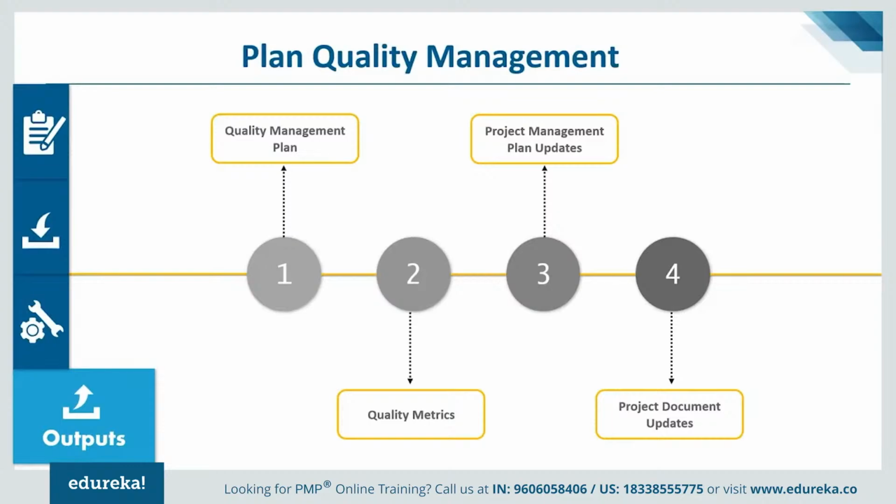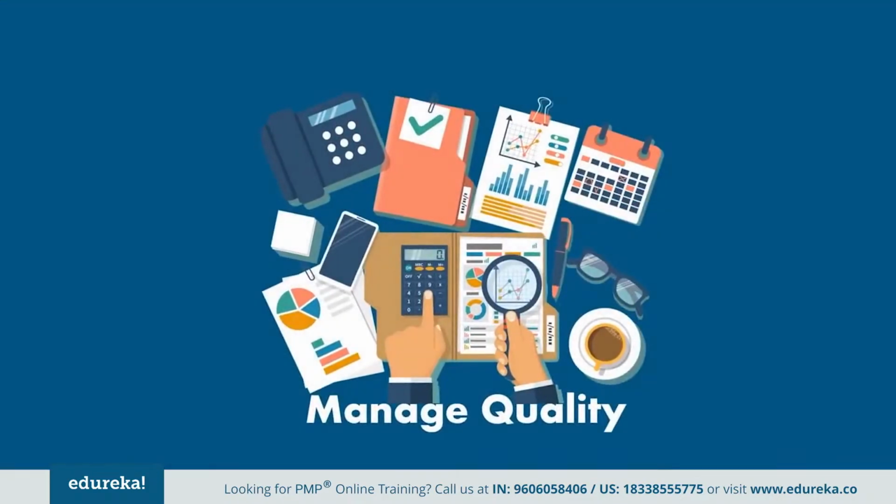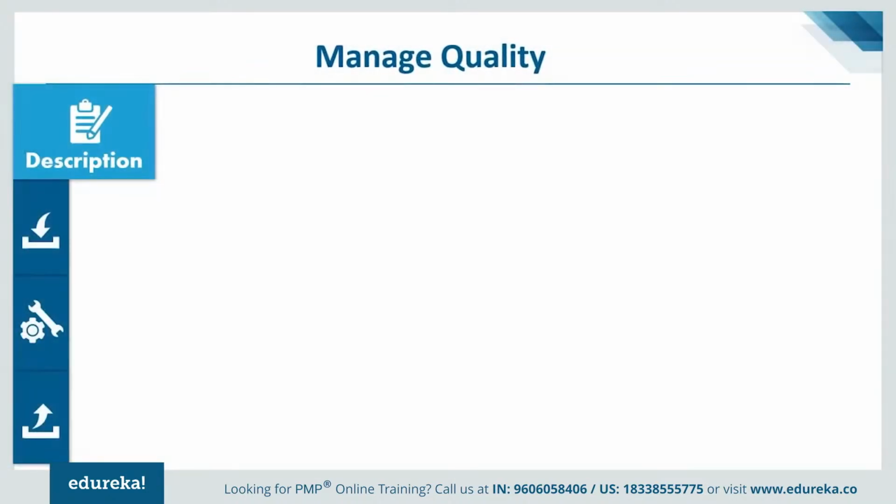So this covers our plan quality management. We saw what the inputs are, we saw the tools and techniques, and we also covered the outcomes that we can get in the form of different outputs of this process. Let's now talk about manage quality. As a part of quality management, we have plan quality, and the second part is manage quality. It's all about execution. Now, since we have a plan in place, it's time for us to execute that plan. Let's talk a bit about it.